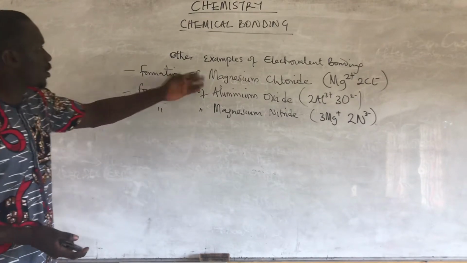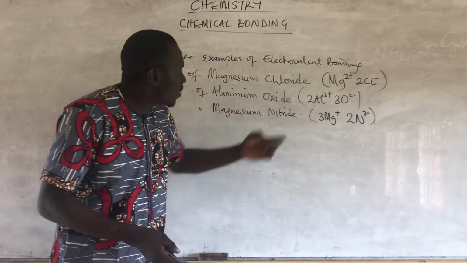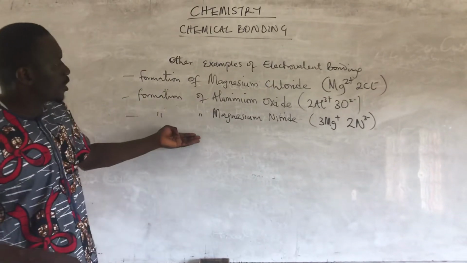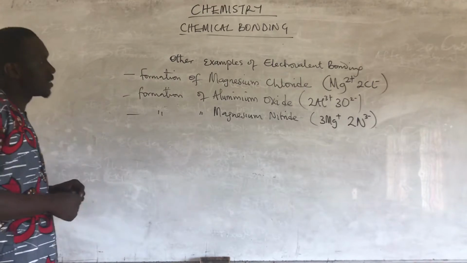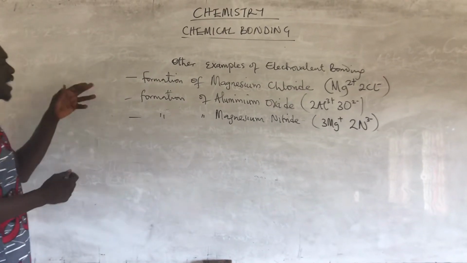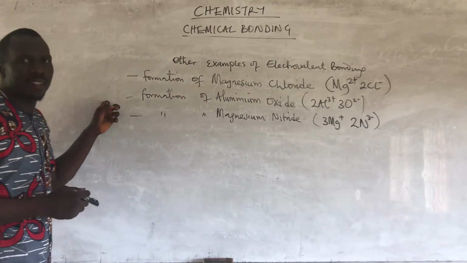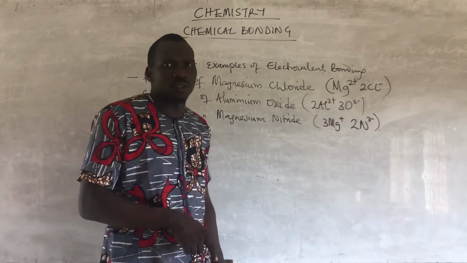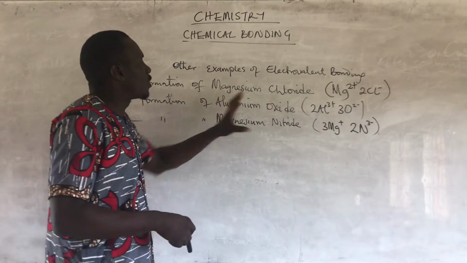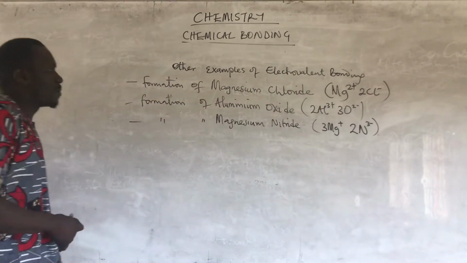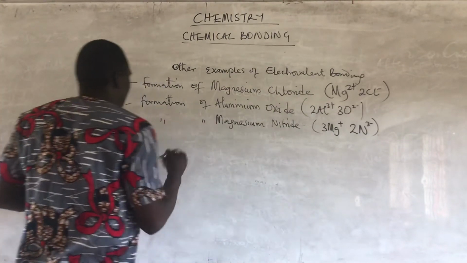We have formation of magnesium chloride, formation of aluminum oxide, formation of magnesium nitride. Let's quickly discuss, then you on your own, you do this and send me your answer. Go to the comment section, snap and update your structure for the formation of aluminum oxide. Let's quickly see. So what are we saying here?